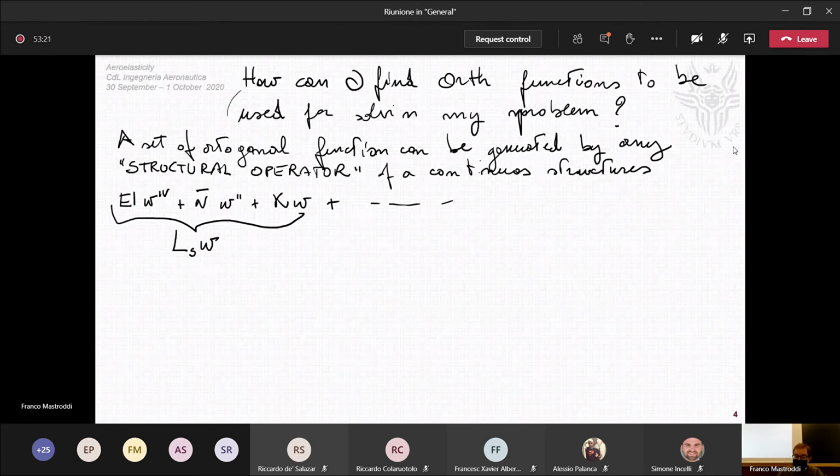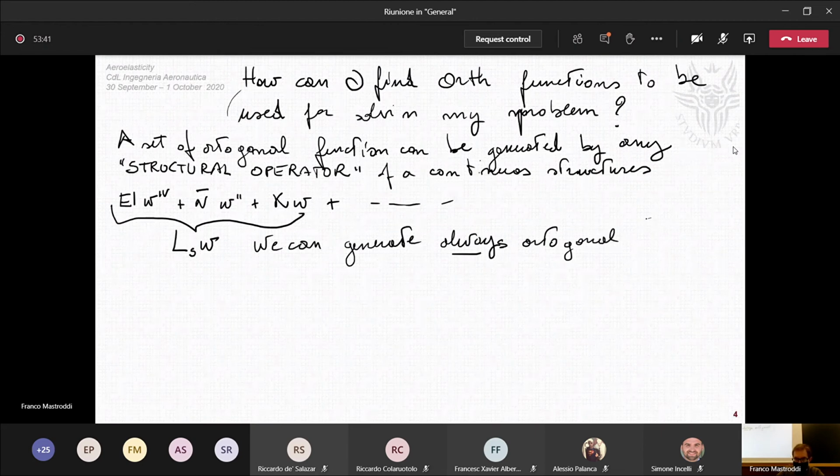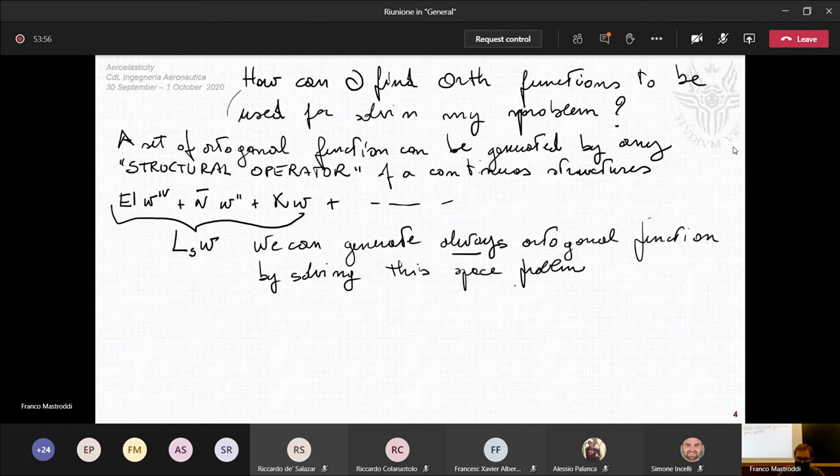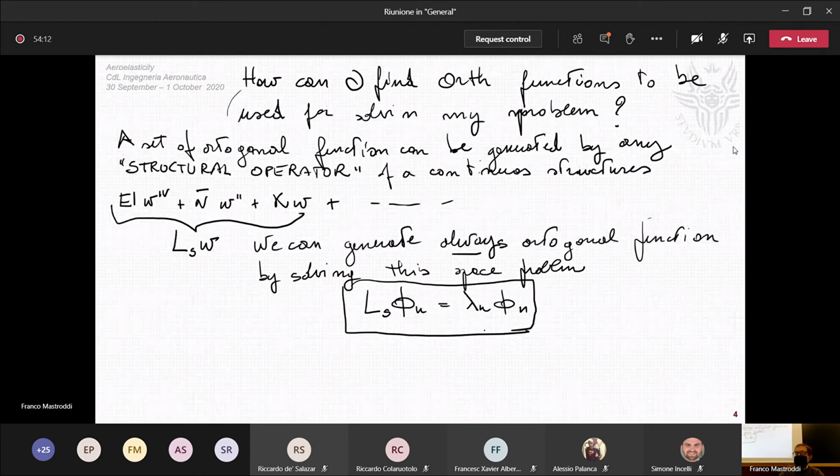And what about the eigenfunction? What about the orthogonal functions? We can always generate orthogonal functions by solving this space problem. The problem is L_S phi_n equal to lambda_n phi_n, plus the boundary condition.